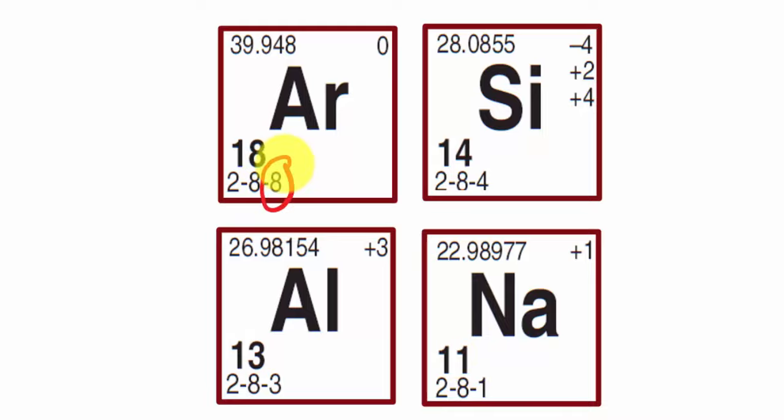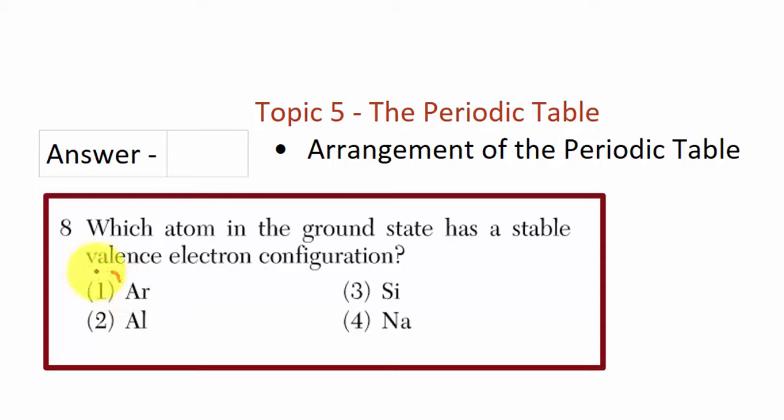Argon is the one with 8 valence electrons. That's the stable octet. Argon is our answer. It's number 1. It's also a noble gas, which that should bring to mind very quickly to you that it's going to have a stable valence electron configuration.